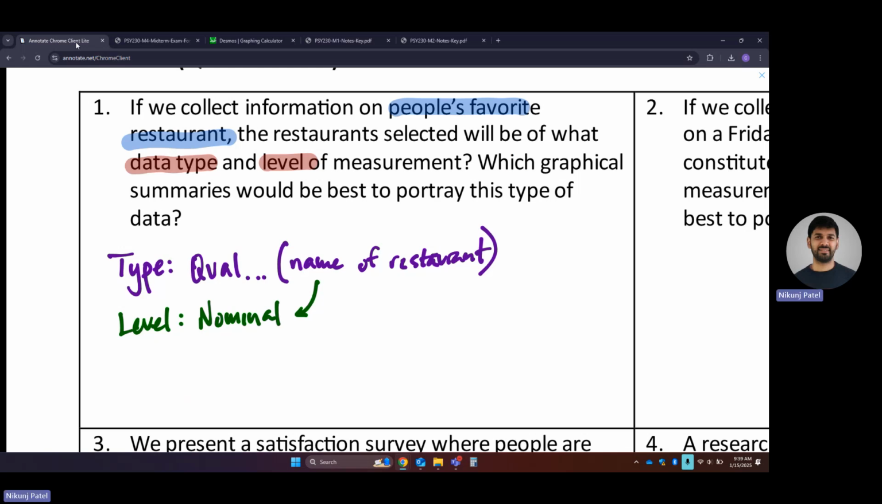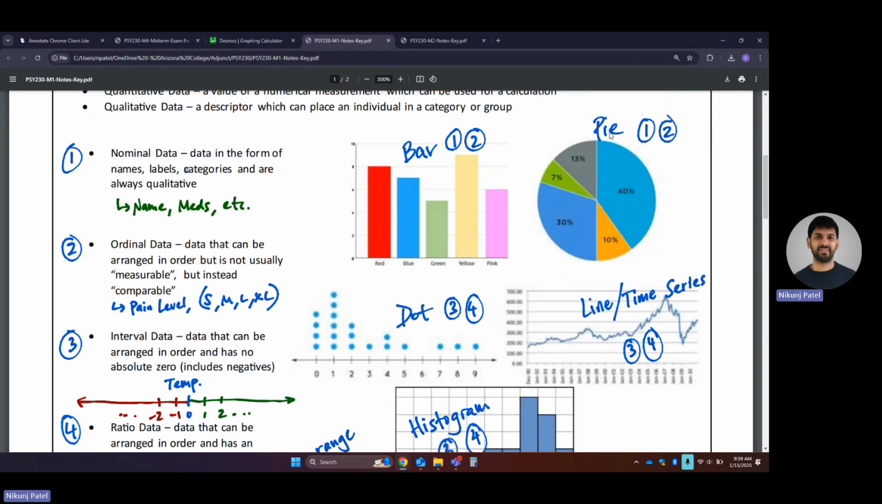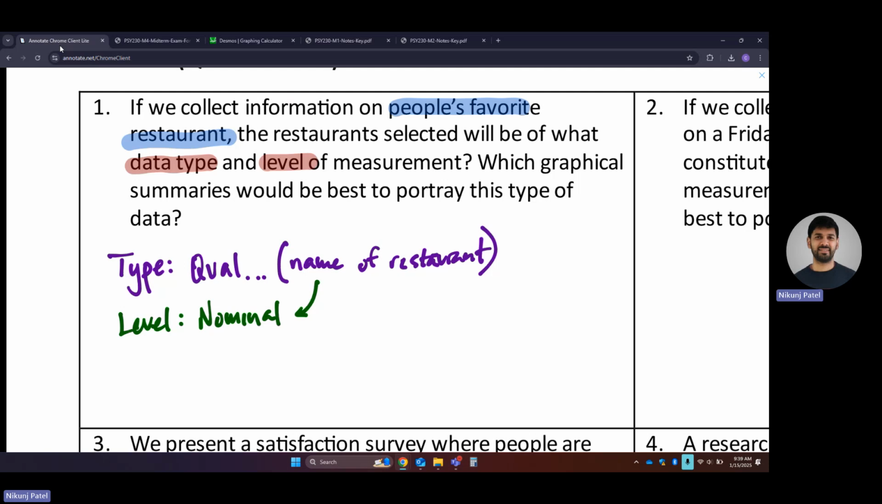And then there's a second question here: what graphical summaries would be best to portray this type of data? And in the notes, we also talked about the different representations. So for example, with nominal data, I put the 1. So anything with the 1 or 2 in the notes is a bar graph or a pie graph. Those are things that could be helpful for nominal or ordinal data, for example. So just put pie chart, or a bar chart. And so there you go.